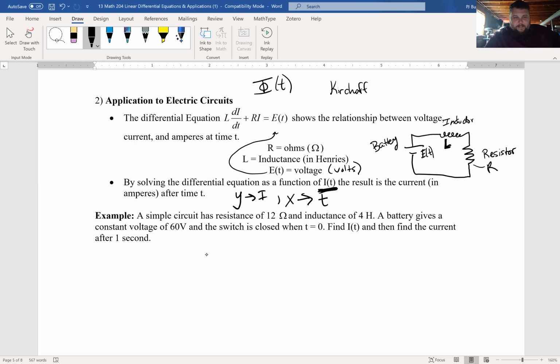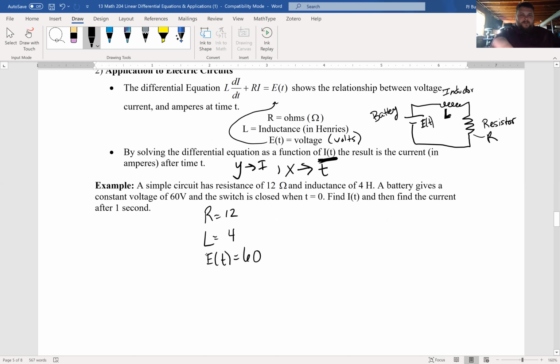So the problem says, a simple circuit, as pictured above, has a resistance of 12 ohms. So R is 12. The inductance, L, is 4. And we're given a battery with a constant voltage, which is 60. Then it says the switch is closed when t equals 0. So let's come back to that. They ask us to find I of t, and then the current after 1 second.